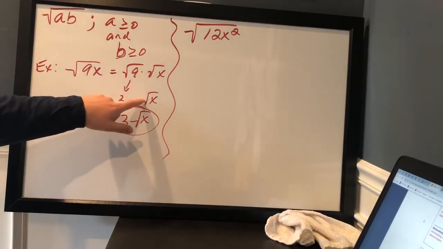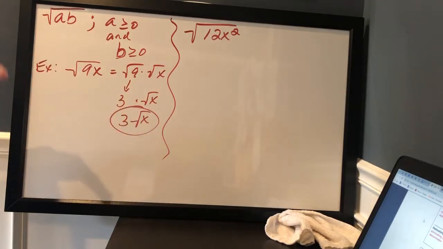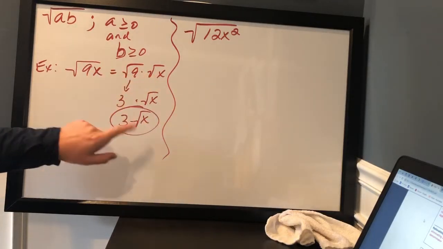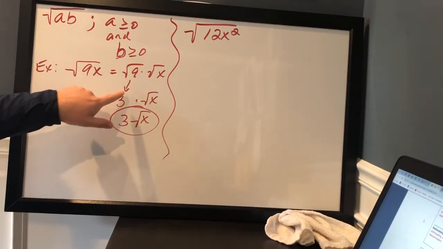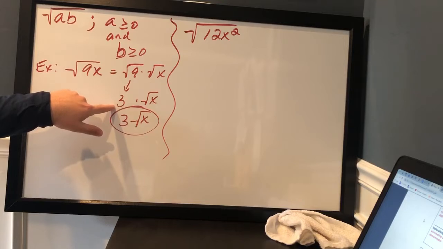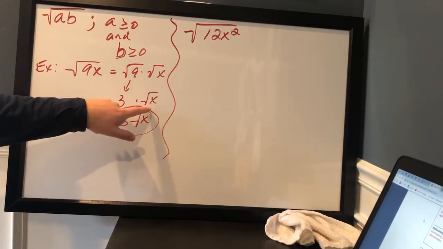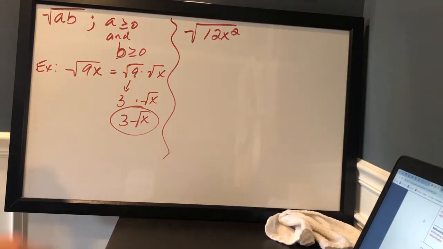Now we're allowed to leave radicals in our answer as long as they stay in the numerator. And that's something we're going to work on in a later section. But for right now, everything's going to end up in the numerator. So the square root of 9, in this case, we're only going to use the positive 3. So the square root of 9 in this case is 3 times the square root of x. So our final answer would be 3 square root of x.